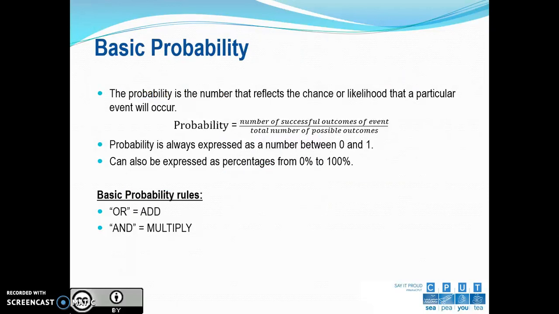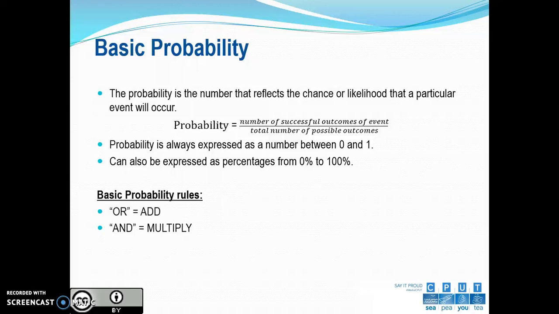It is vital that we first introduce basic probability, as it is the foundation for binomial distribution. The probability is the number that reflects the chance or likelihood that a particular event will occur. It is given by the number of successful outcomes divided by the total number of possible outcomes. Probability is always expressed as a number between 0 and 1, or can be represented as a fraction. It can also be expressed as a percentage from 0 to 100.